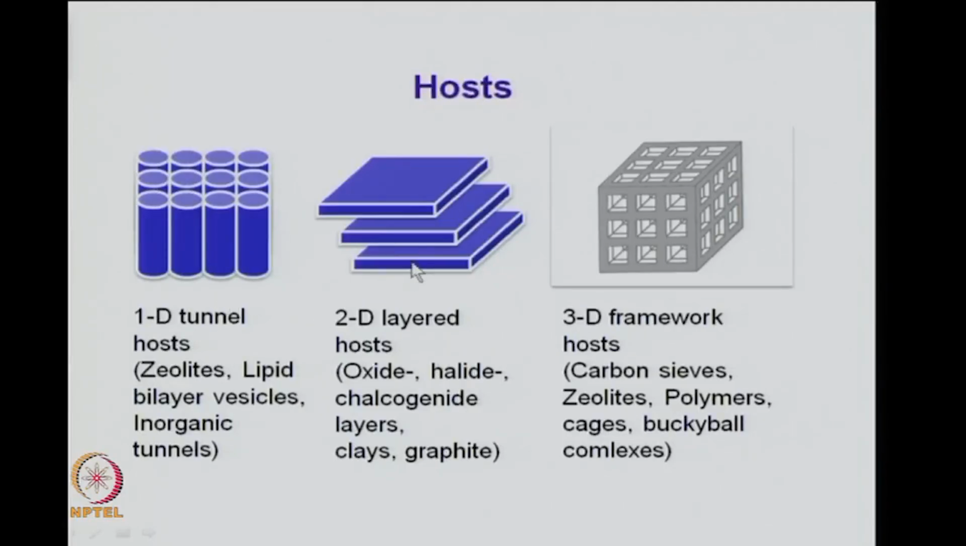You can also have hosts which are two dimensional in nature, and these are layered hosts which can be made of layered materials like molybdenum dioxide or LiNbO2 or lithium cobalt oxide. These can be oxides, these can be halides or chalcogenide layers, for example, molybdenum disulfide, tungsten disulfide, molybdenum diselenide. These are all two dimensional layered materials.